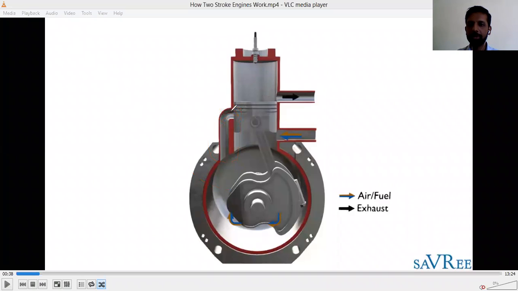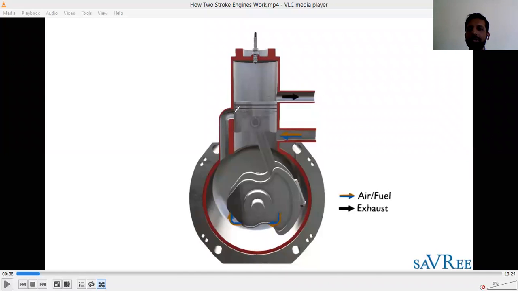So this is a transfer port that we can see. Even this port, whether it has to be open or closed, is going to be taken care of by the position of the piston, right? So what is going to happen now? Just remember this point before I start the explanation.